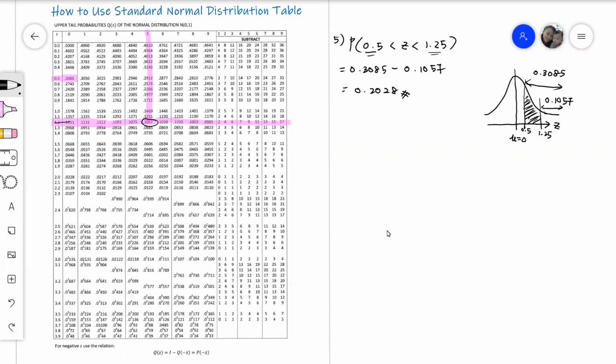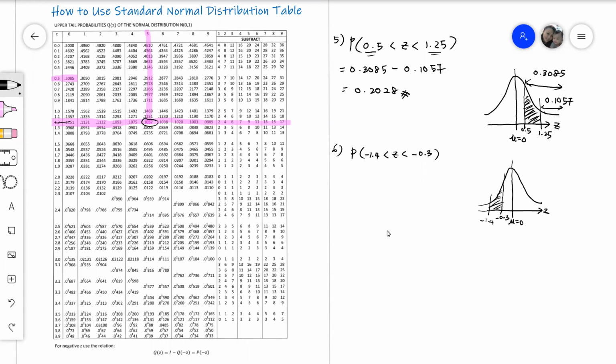Now, the next example, what if my z-score is negative? It's the same: z-score between negative 1.4 and negative 0.3. Always sketch the bell curve. The one in the middle is 0. Negative 0.3 is here, and negative 1.4 is here. So what we want is the area between these two z-scores.